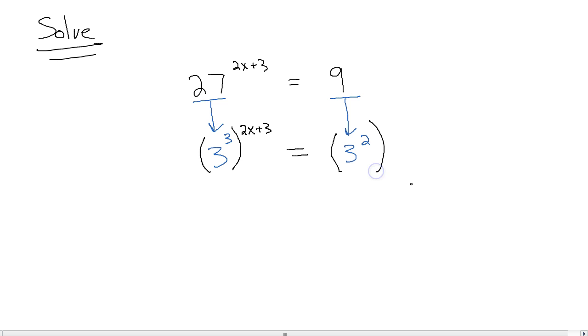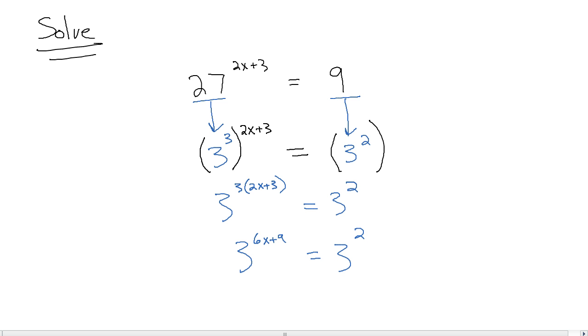3 squared. So, continuing to solve this, when I have an exponent raised to an exponent, that becomes 3 to the 3 times 2x plus 3. We multiply the exponents. Over here, I'm just going to leave it as 3 squared. So this exponent becomes 6x plus 9. This one is still a 2.